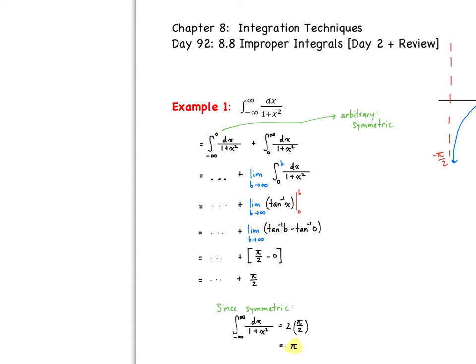All right, we made it to the last video of Chapter 8. So this is 8.8, Improper Integrals, the second day. We really have just one example here, and then it's getting into review, and I'll go over some of the questions from the homework, day 90.